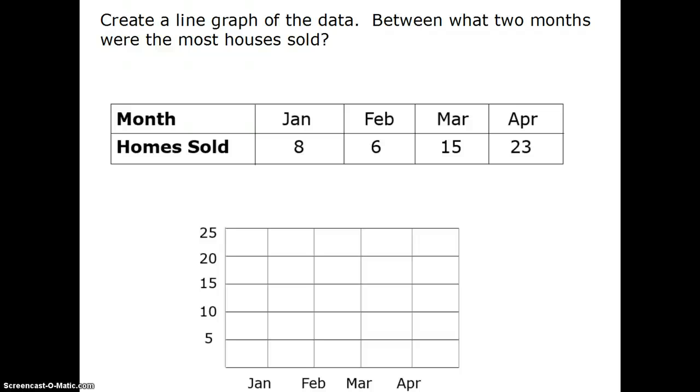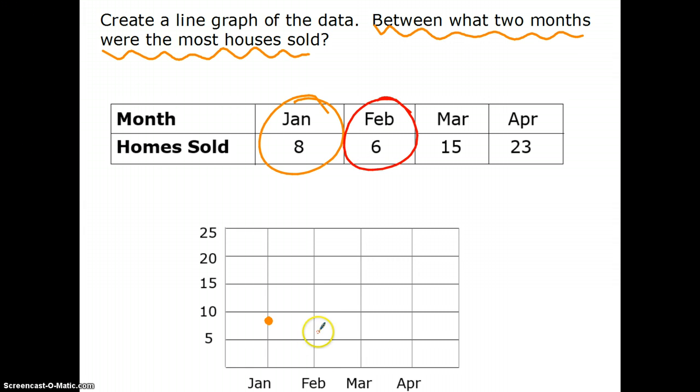Next example, create a line graph of this data. Between what 2 months were the most houses sold? So between what 2 months were the most houses sold is what I'm trying to answer. In January, there were 8. February, that was that data point. I'm trying to do different colors to show you. February, there was 6. March, there is 15. In April, there is 23. You need to make sure you create a line. And it says between what 2 months were the most houses sold?